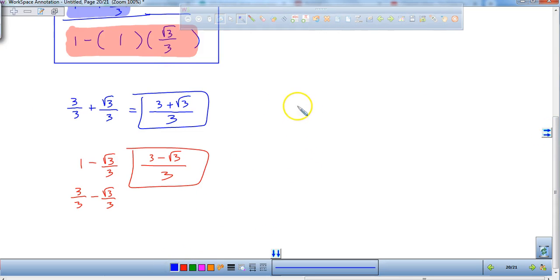Okay, so here we go. Here's our numerator, 3 plus radical 3 over 3, all divided by our denominator, which is 3 minus radical 3 over 3. Now that's not totally simplified. We just have to do one little final step. Now it's going to be kind of easy.